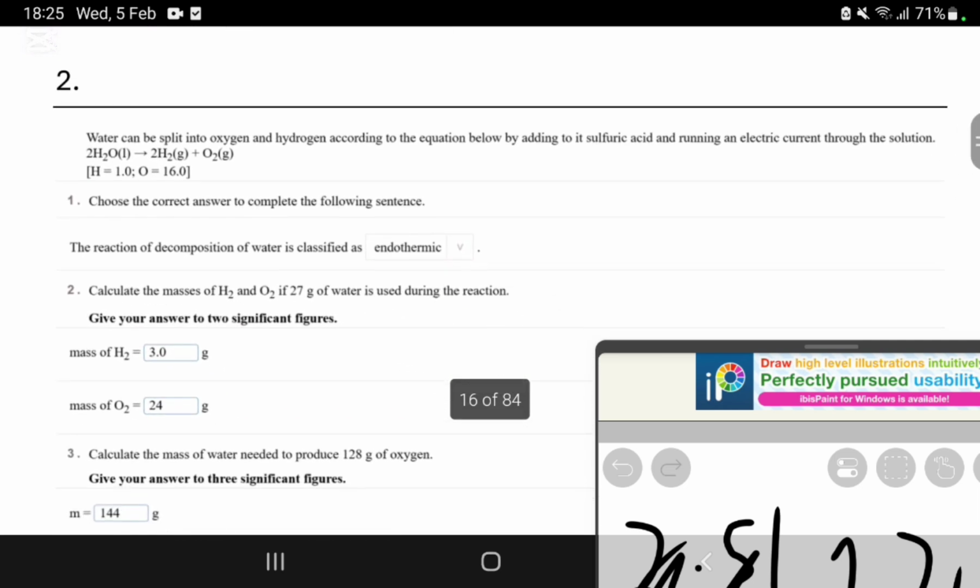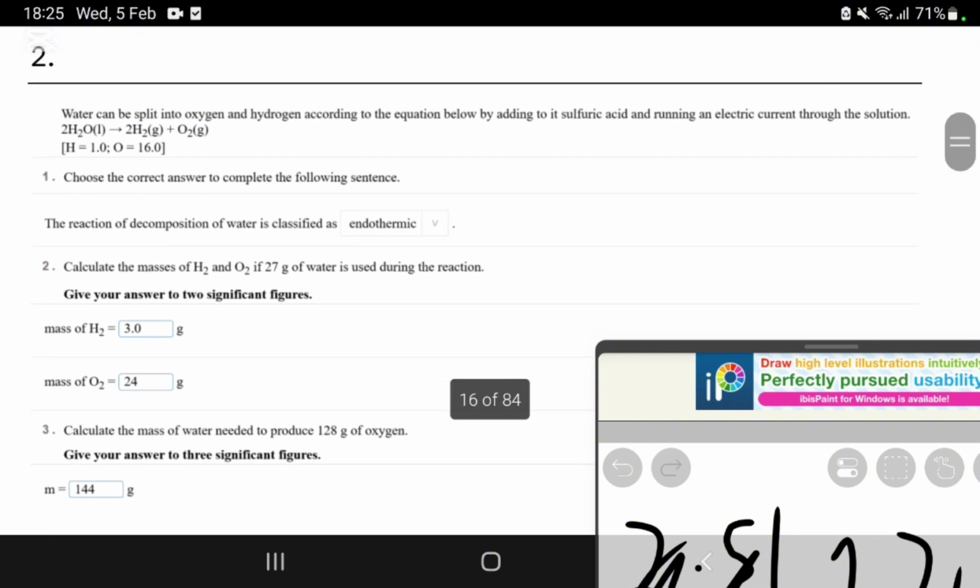Water can be split into oxygen and hydrogen according to the equation below by adding to it sulfuric acid and running an electric current through the solution. The reaction of decomposition of water is classified as endothermic because they said here that we need to run an electric current through the solution, meaning that we need energy.